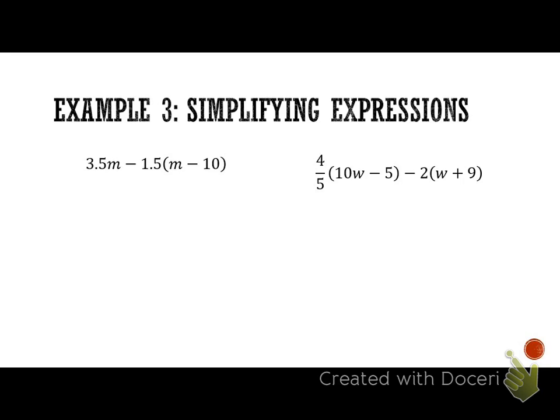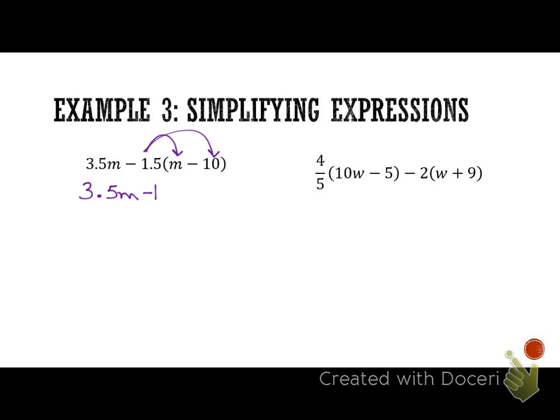I told you there was another fraction one coming, and I want to do the last one. I think it'll be a good challenge for us. But before we do that one, let's go ahead and do this first one with the decimals. Is there anything to distribute with 3.5m? Anything at all? No. So I'm just going to bring it down for now. Bring down the 3.5m. Now I need to distribute negative 1.5 to each term in parentheses.